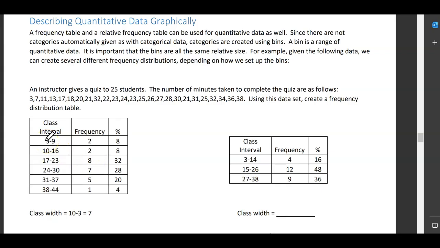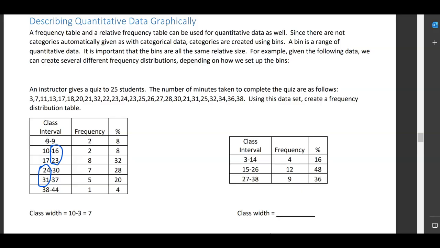If we look at these numbers, 10 minus 3 is 7. 24 minus 17 is 7. You subtract consecutive first numbers, or if you want to, you could subtract consecutive second numbers. That still subtracts to be 7. This is how you find the class width. And then they worked it out. If we divide by 25, 2 over 25 is 0.08, and that's how they're getting the 8%.